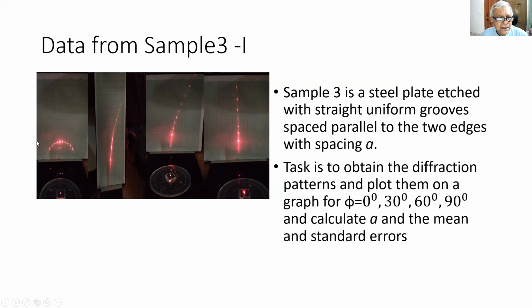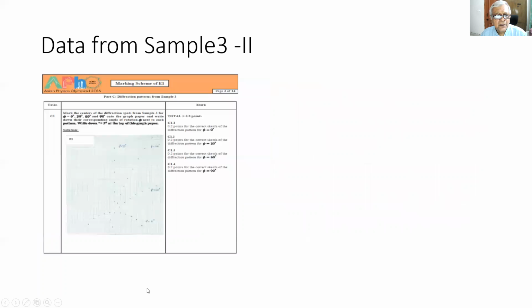Now you can see that the patterns of the graphs are exactly like those in sample 2, except that right now we do not see a continuous kind of graph. What we see are bright spots out here. This is for phi equal to 90 degrees, 60 degrees, 30 degrees, and phi equal to 0. These are plotted on a graph.